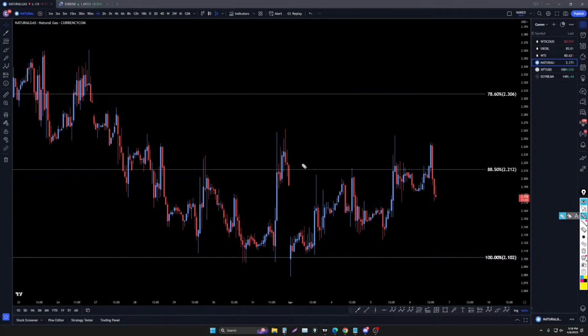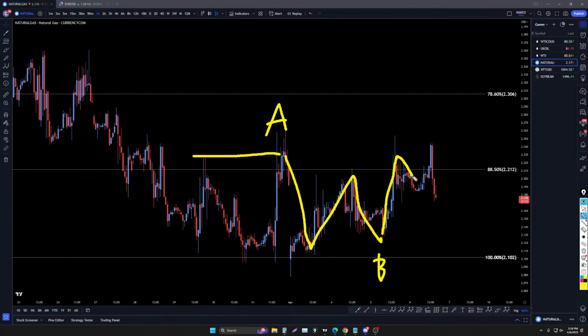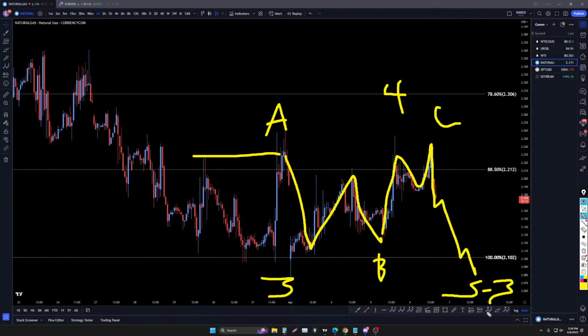But we do have a break of structure, and yeah, this is probably a wave A. This is probably an A, B, C down. I bet that's a B, and I bet this is a wave C. I definitely think we're going down. Probably a wave 4. Probably a wave 3, probably a wave 5, and this is probably going to be a wave 5 of wave 3.